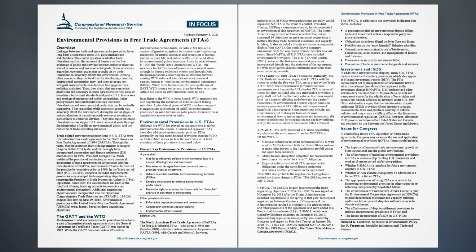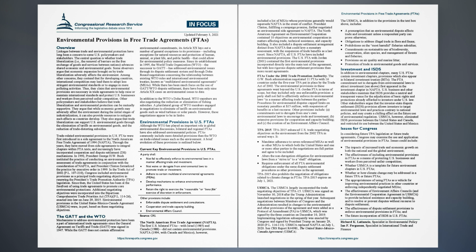Trade-related environmental provisions in U.S. FTAs were first introduced in a side agreement to the North American Free Trade Agreement of 1994 (NAFTA). Through the years, they have moved from side agreements to integral chapters within FTA texts, and increasingly have incorporated cooperation and dispute settlement (DS) mechanisms. In 1992, President George H.W. Bush instituted the practice of conducting an environmental assessment of trade agreements in conjunction with the consideration of NAFTA, and President Clinton formalized the practice by executive order in 1999.